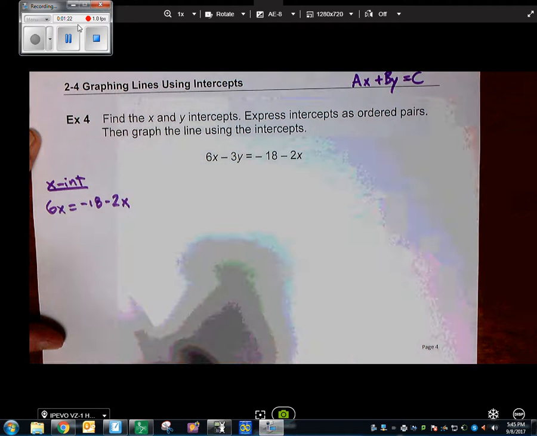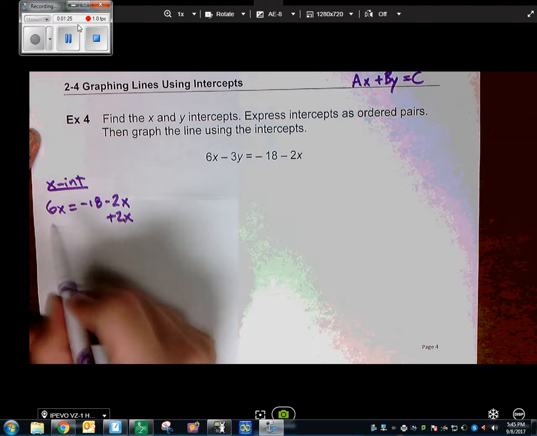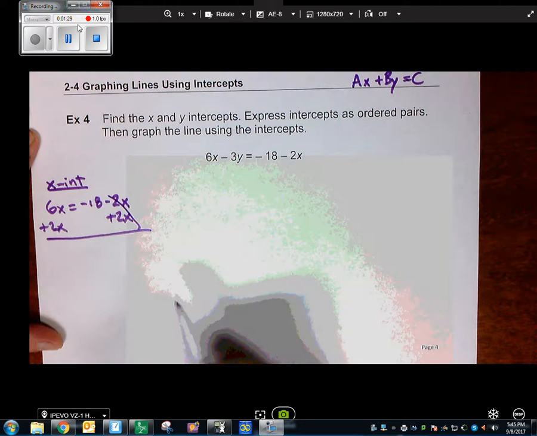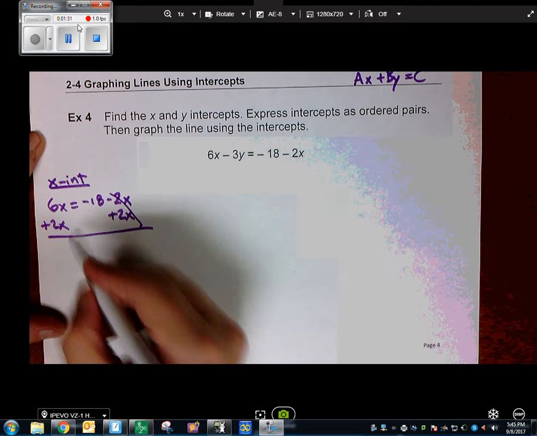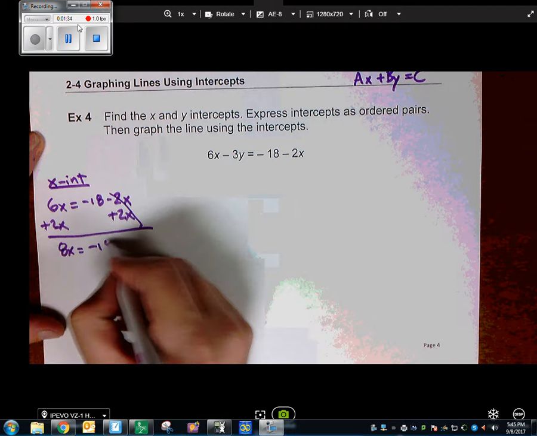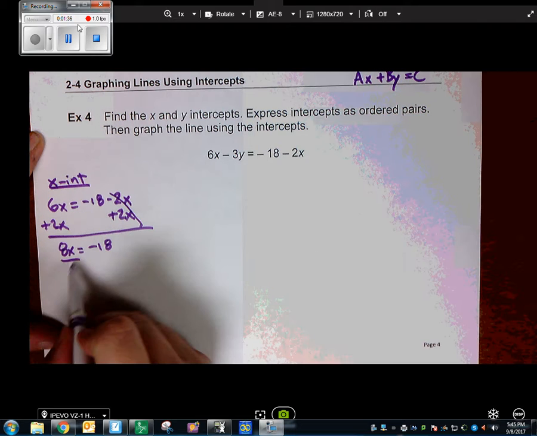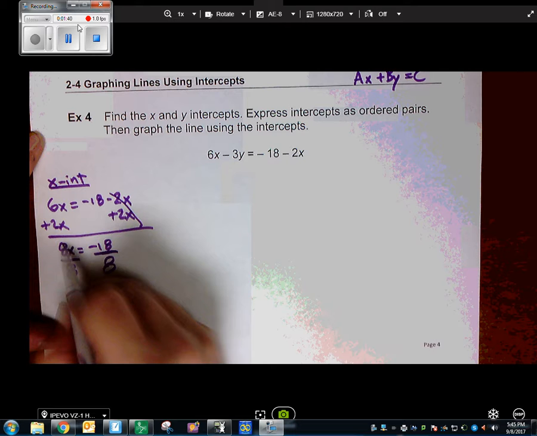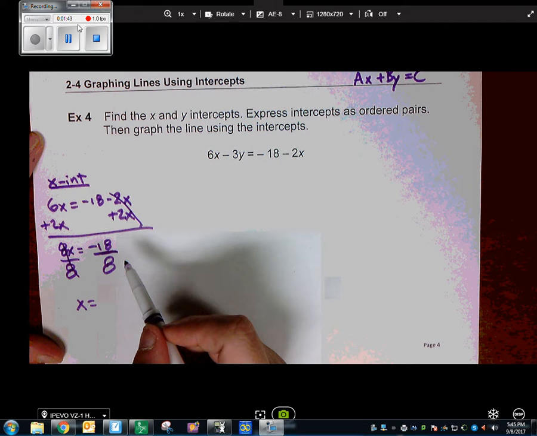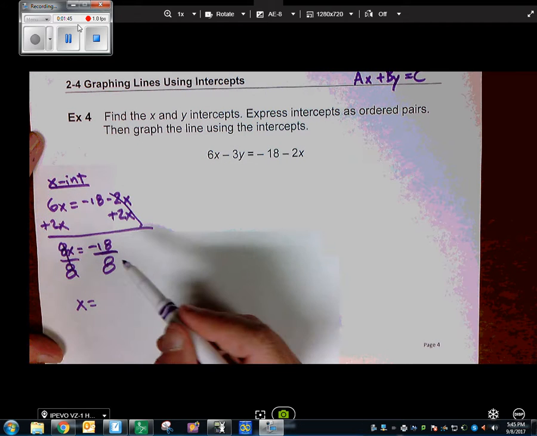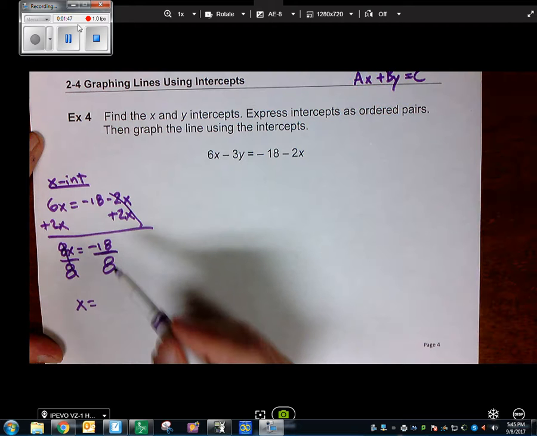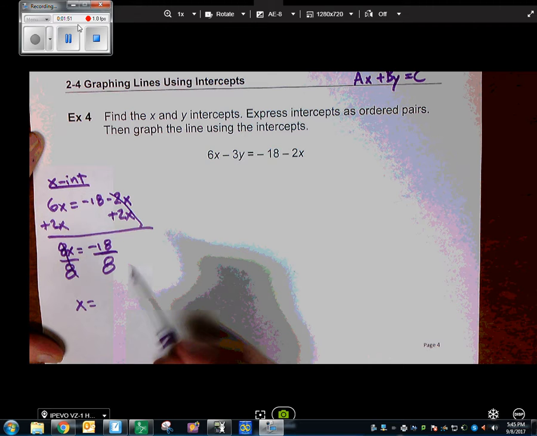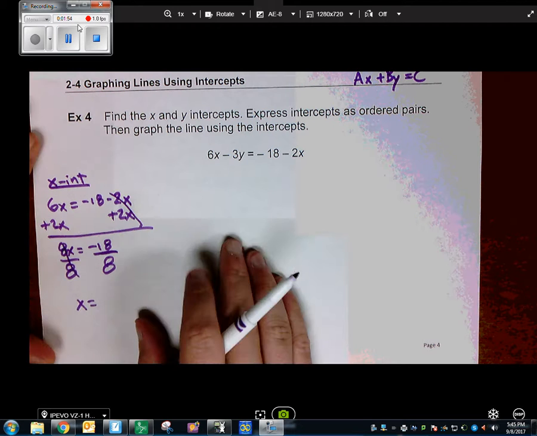We have x's on both sides, no big deal. We'll just shuffle the 2x from the right to the left. Those are going to cancel. 8x equals negative 18, right? Divide both sides by 8 to get that x all by its lonesome. We're almost home free. Uh-oh, wait. 8 doesn't divide into negative 18 evenly. What does that mean? It just means 8 doesn't divide into negative 18 evenly. It means we can still solve this problem.